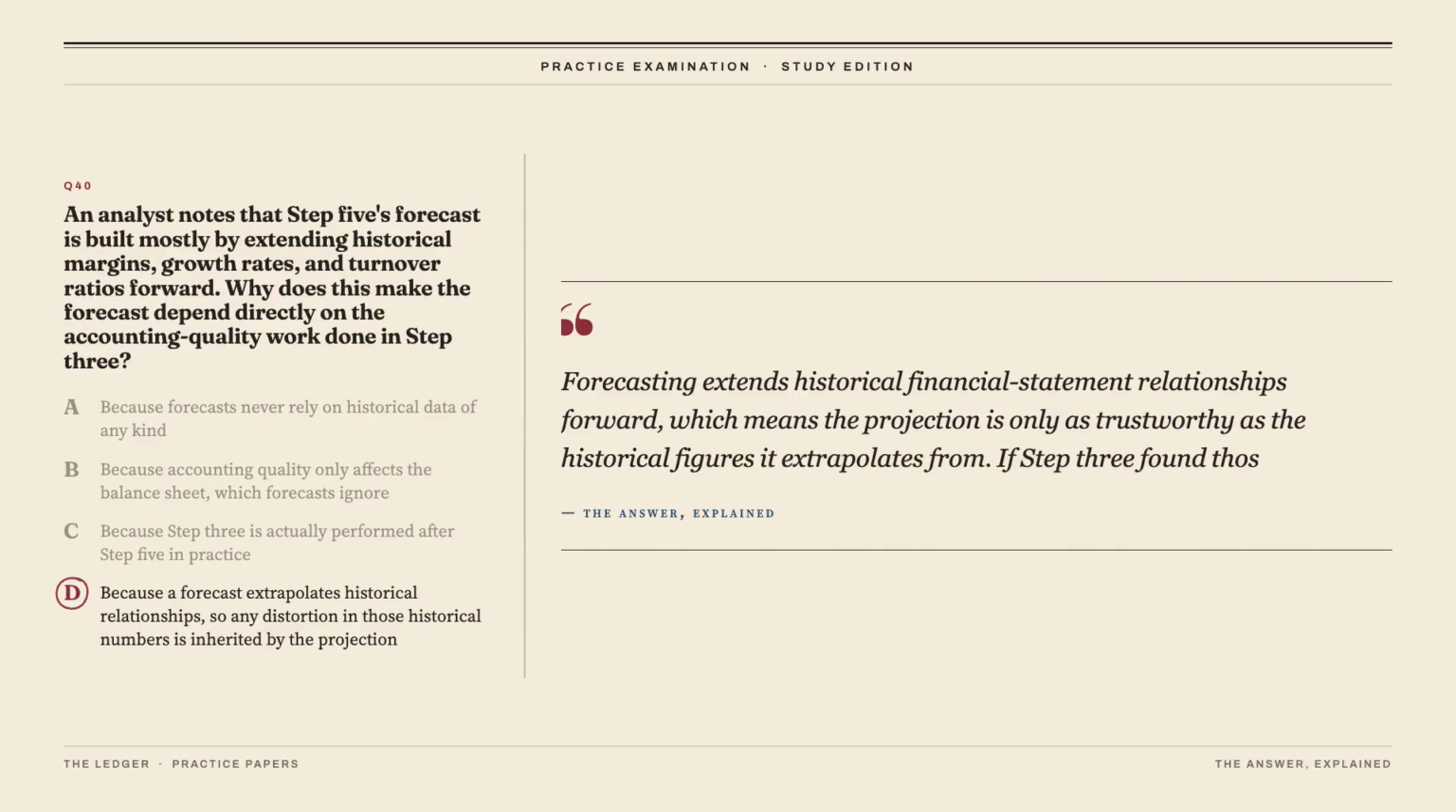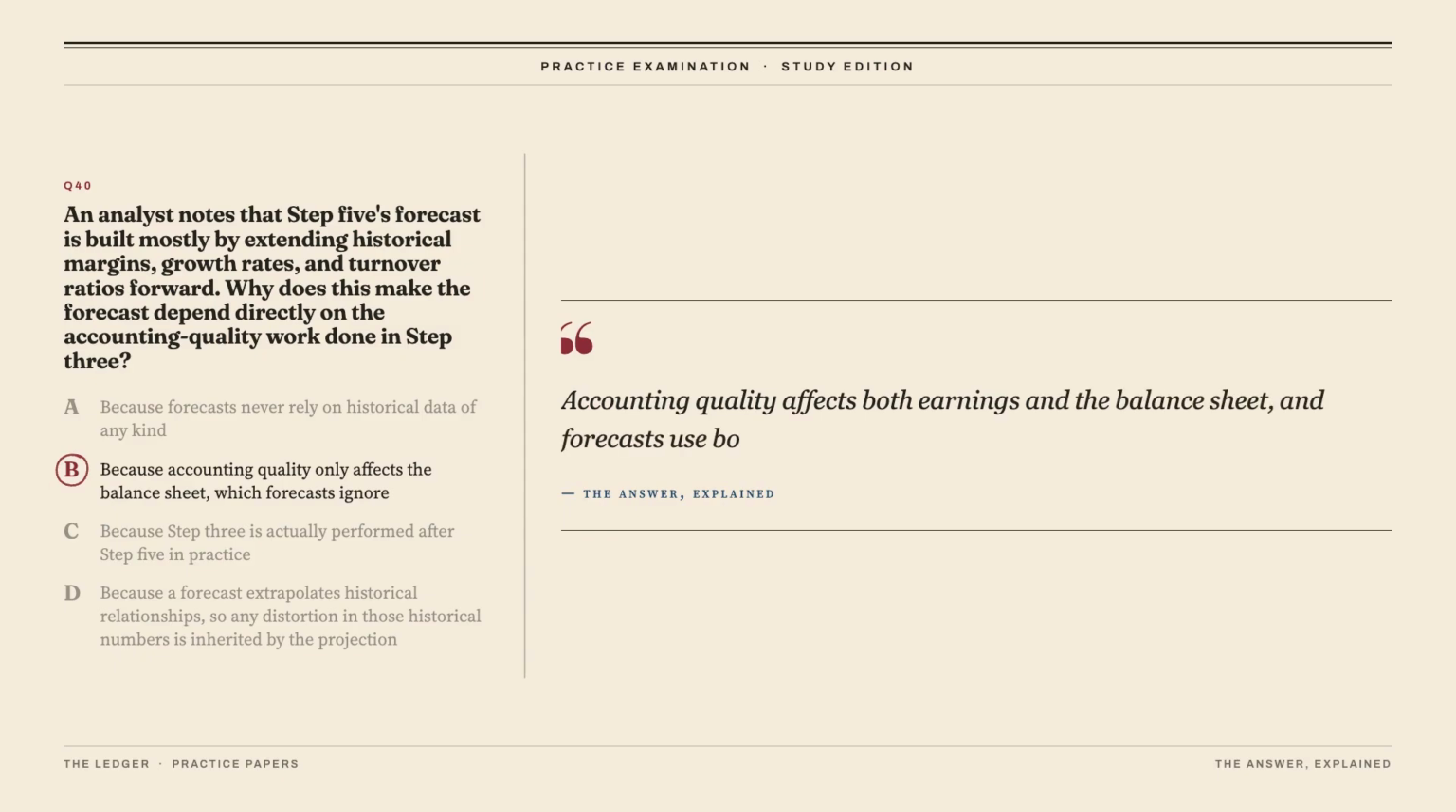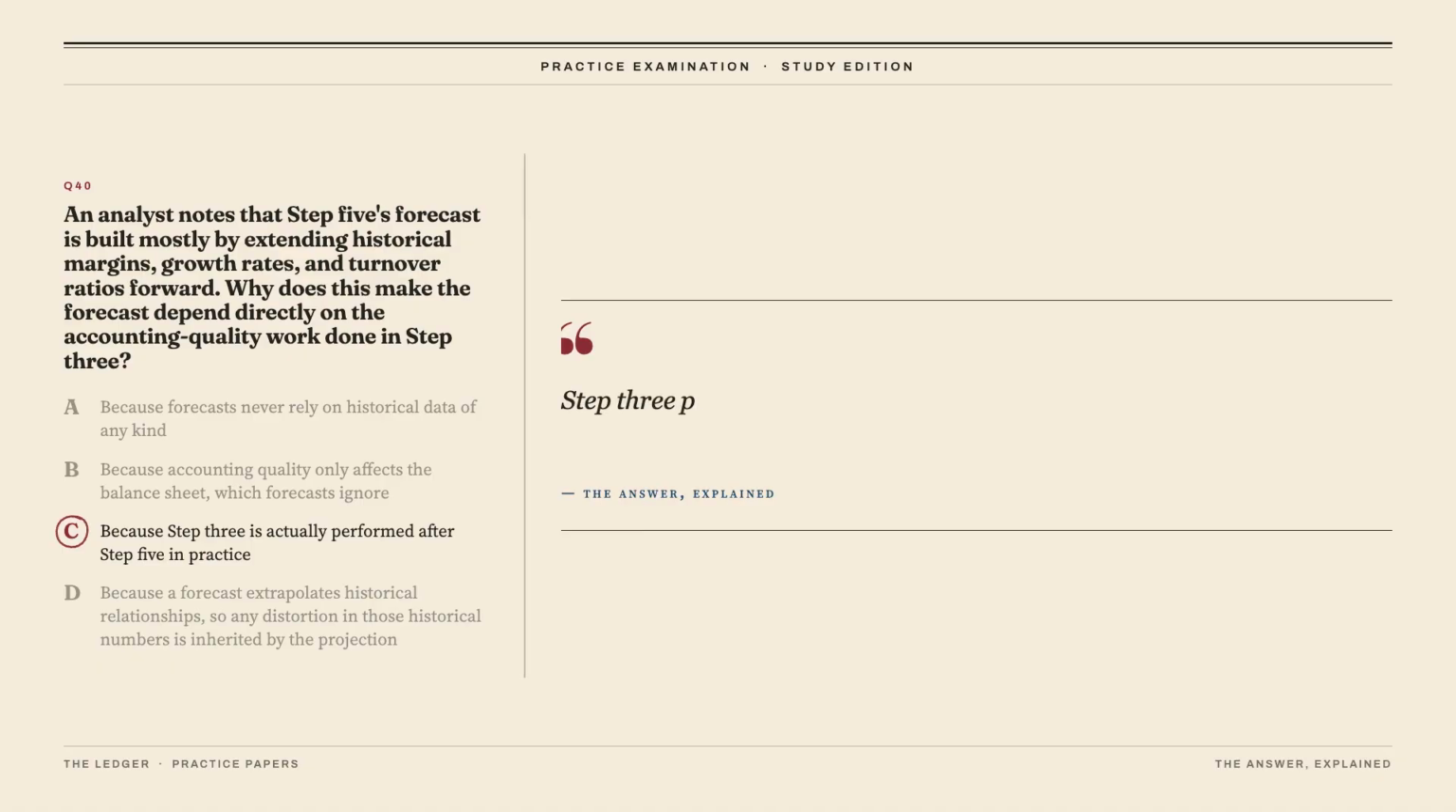good forecast. A is wrong because forecasts rely heavily on historical data. That reliance is exactly why accounting quality matters so much here. B is wrong because accounting quality affects both earnings and the balance sheet, and forecasts use both, so this understates the link. C is wrong because Step 3 precedes Step 5 in the framework, and the forecast depends on the quality findings established before it.